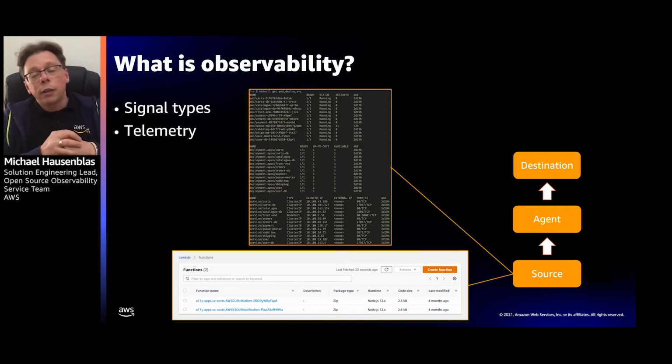Typically, if we're talking about cloud-native systems or microservices, there are a number of very popular environments. You can, for example, run something in Lambda, you can run something in Kubernetes, and all of those are producing, on every level, be it on the infrastructure level or on the application level, signals such as logs, metrics, and traces.